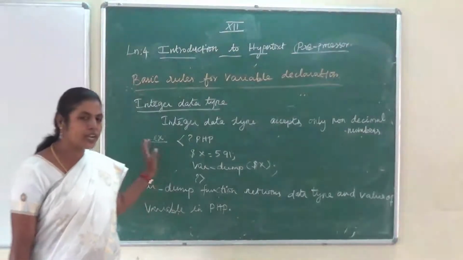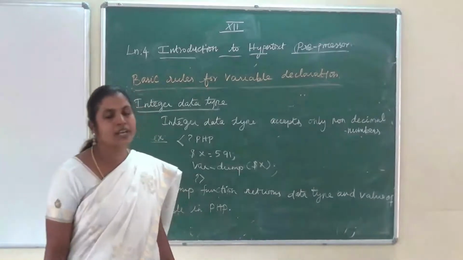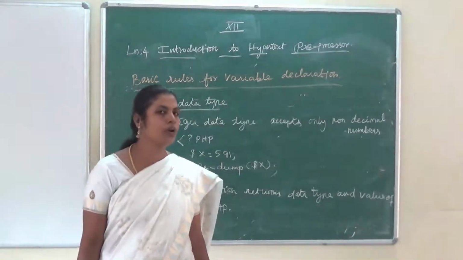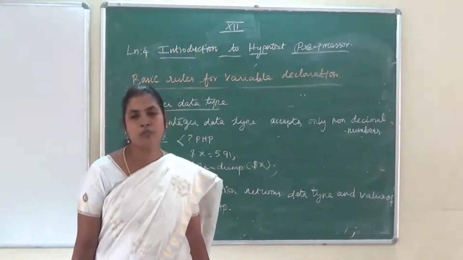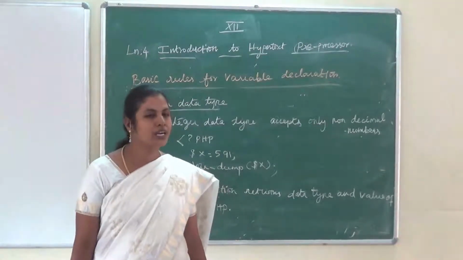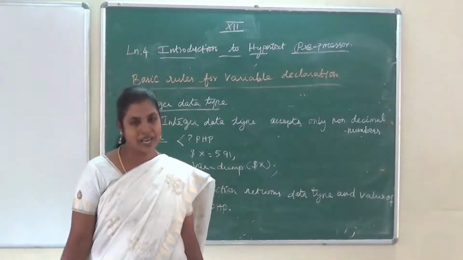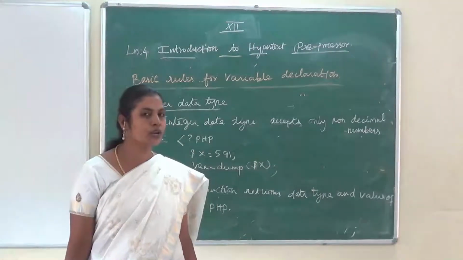Okay. Integer data type accepts only a whole number, otherwise called a non-decimal number. What is the meaning of whole number? There is no fractional part. Already you studied this in lower classes also, no? A whole number, fractional value. Like that you studied, no?